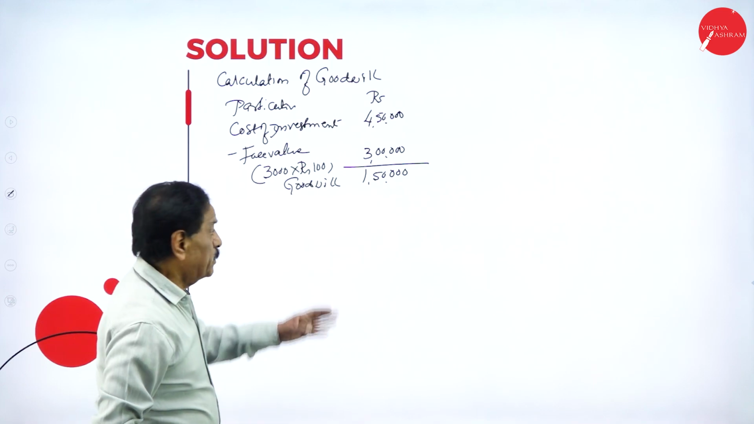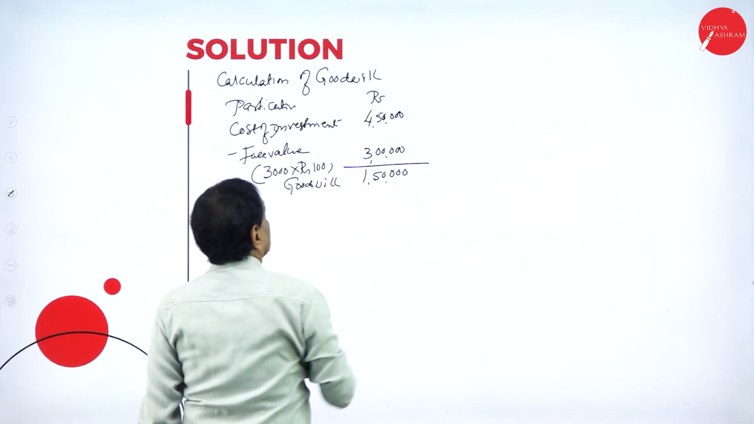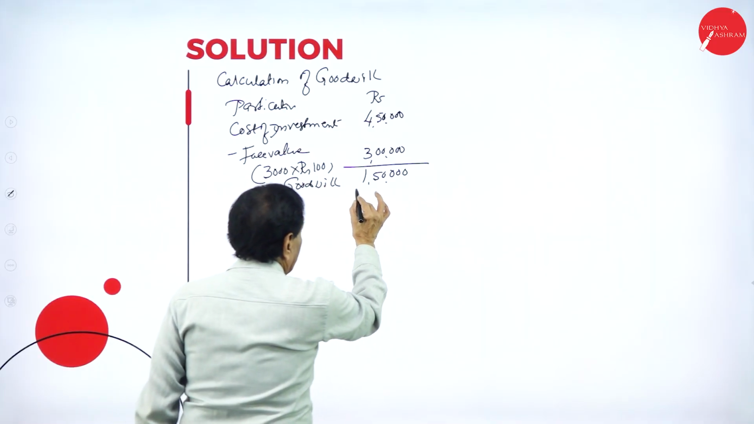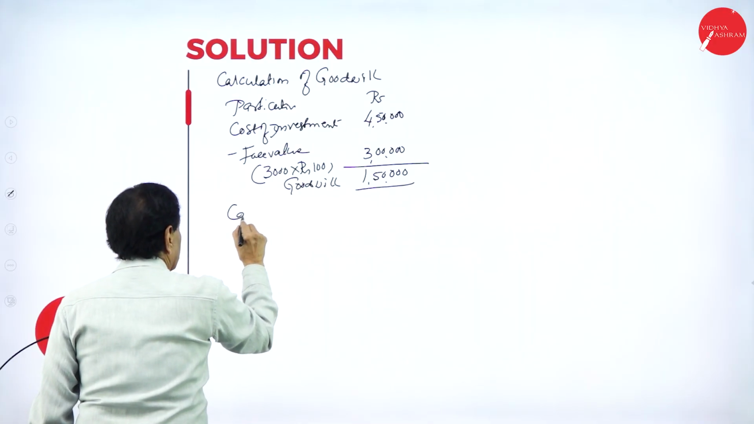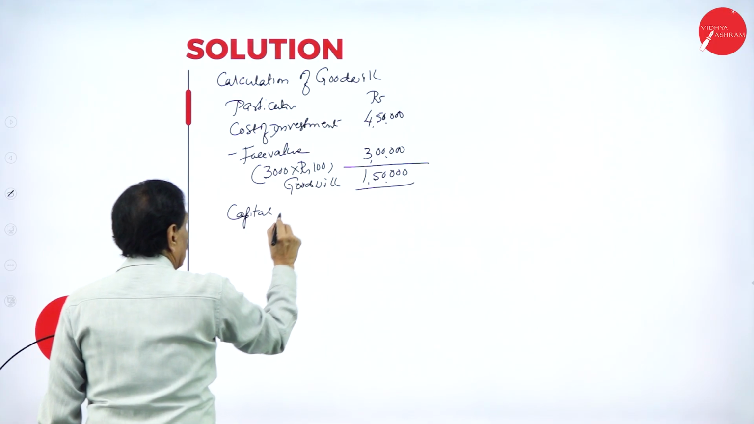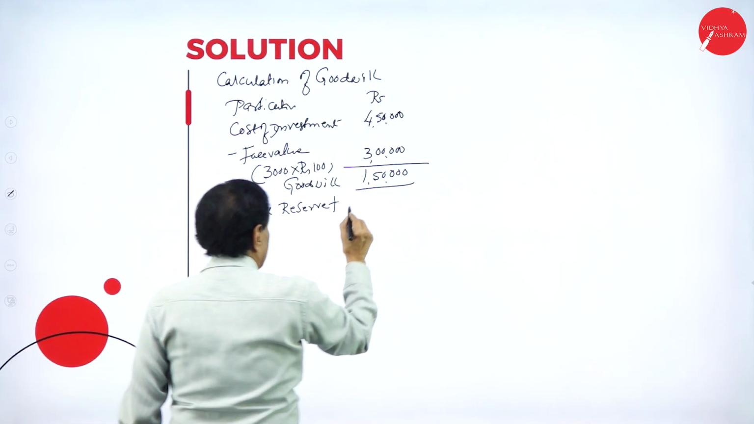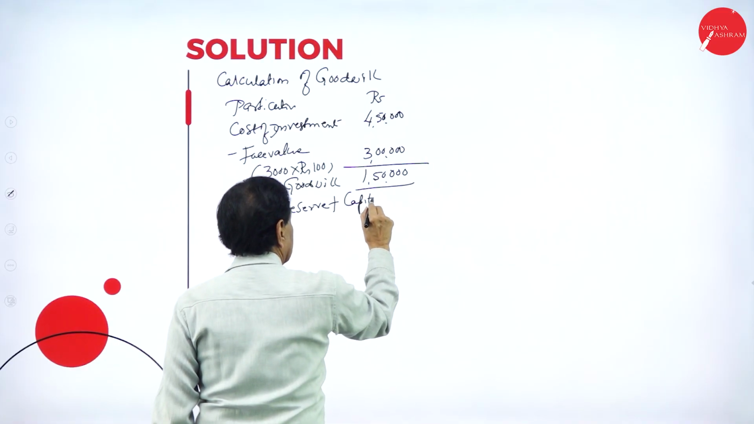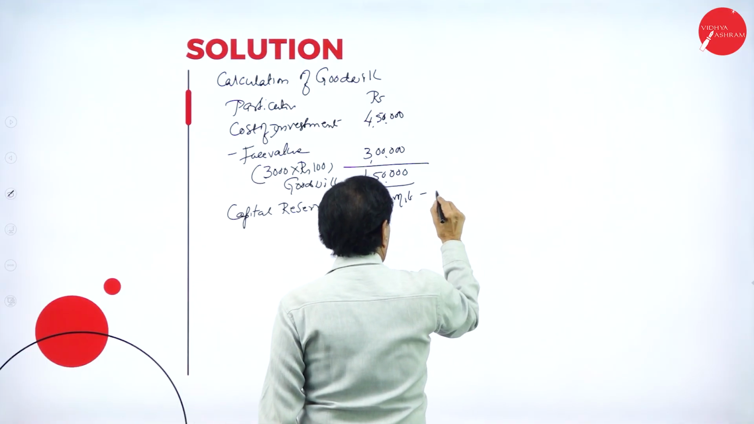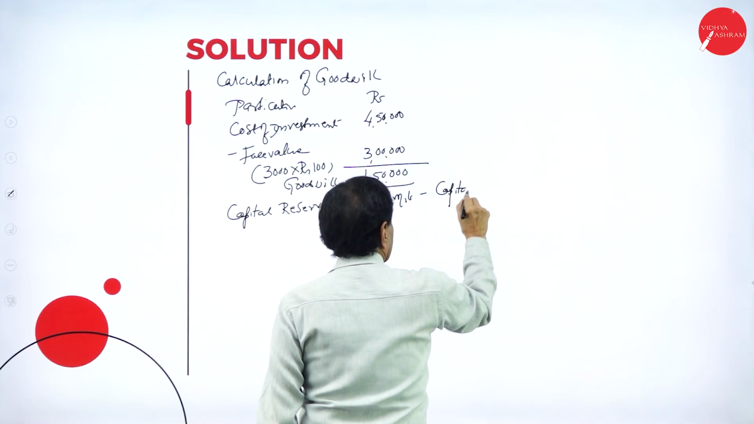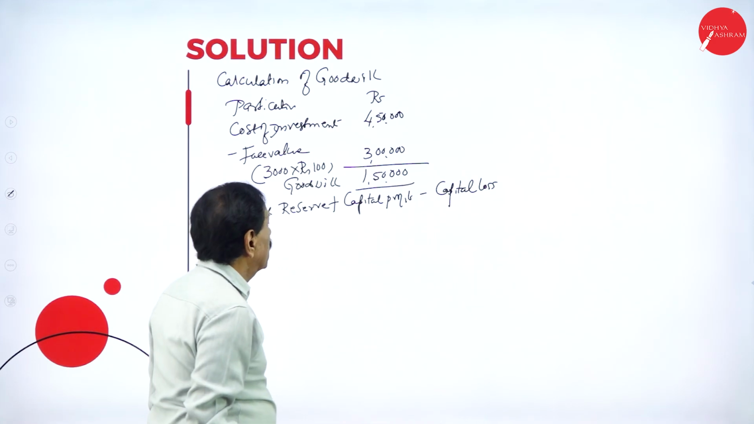Actually, he has to pay how much? 3 lakh as face value. How much did you pay? 4,50,000. How much extra paid? 1,50,000 as goodwill. Now you have to calculate capital reserve plus capital profit minus capital loss. This you have to show. Come back one by one.